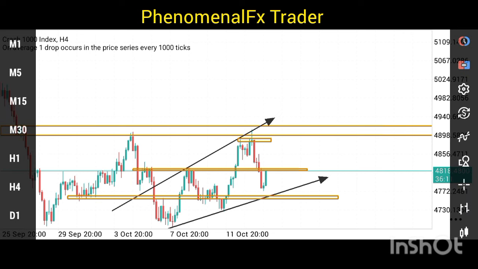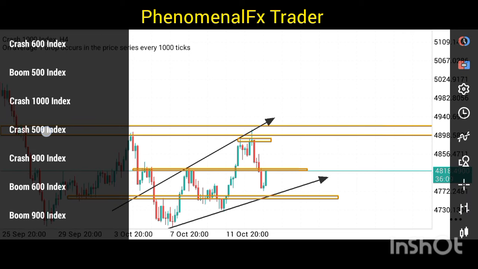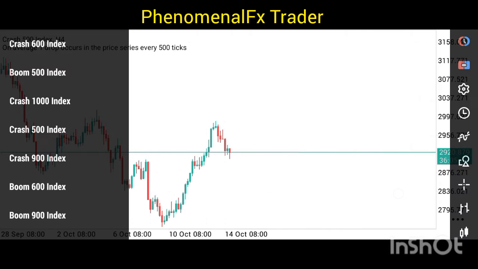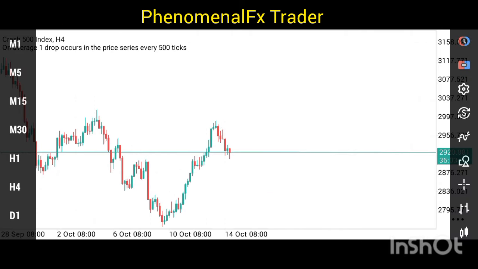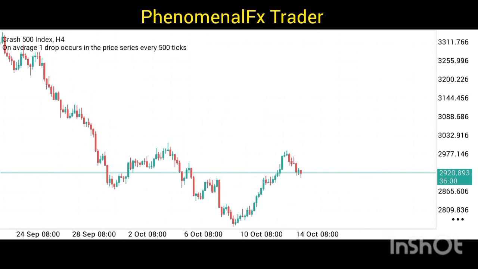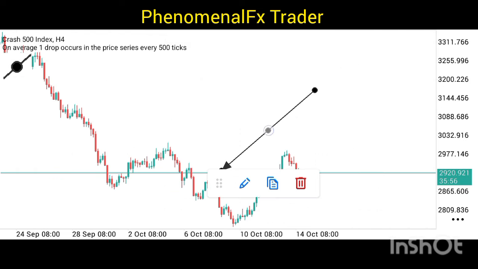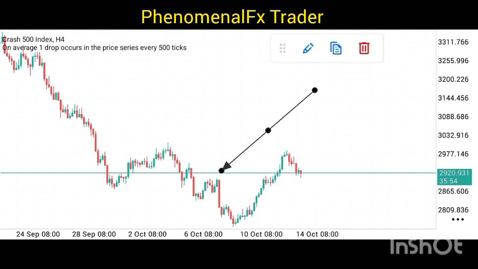All right. So let's just quickly check another pair. Crash 500 index. Okay, on crash 500 index, this is a 4 hourly time frame. You can see we have a change of character already at this point. The market went above this lower high, so there's a change of character, meaning the market is expected to pull back like what it's doing now, then to start buying massively.